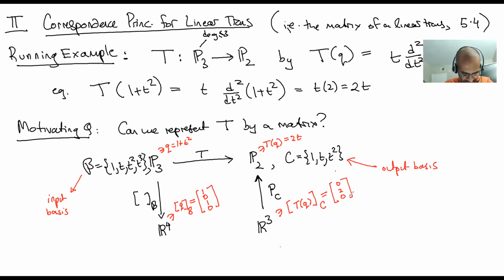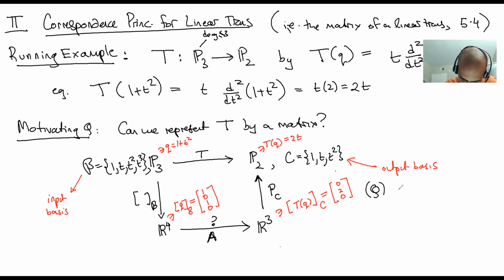Okay, so it looks like there's this transformation going on upstairs. If you look at the input, it has this shadow downstairs, and you look at the output, it has this shadow downstairs. So you can ask this question: is there a matrix relating these two things? Really the question is, is there a matrix that directly maps the coordinate vector of the input to the coordinate vector of the output? That's what this question should mean in concrete terms.